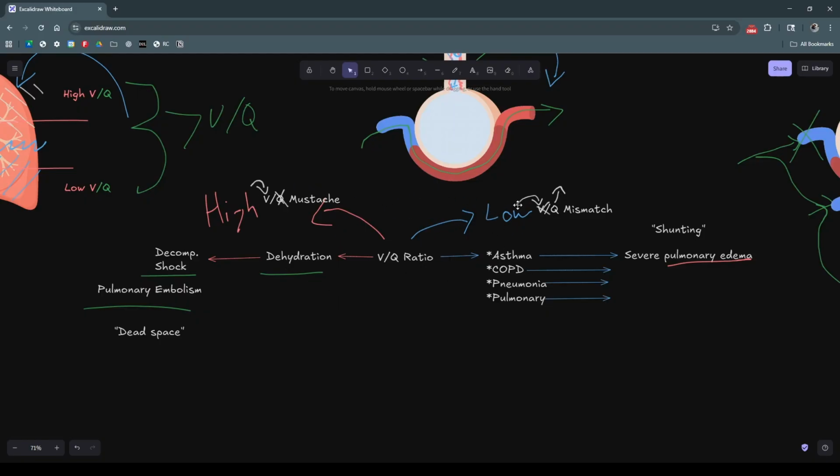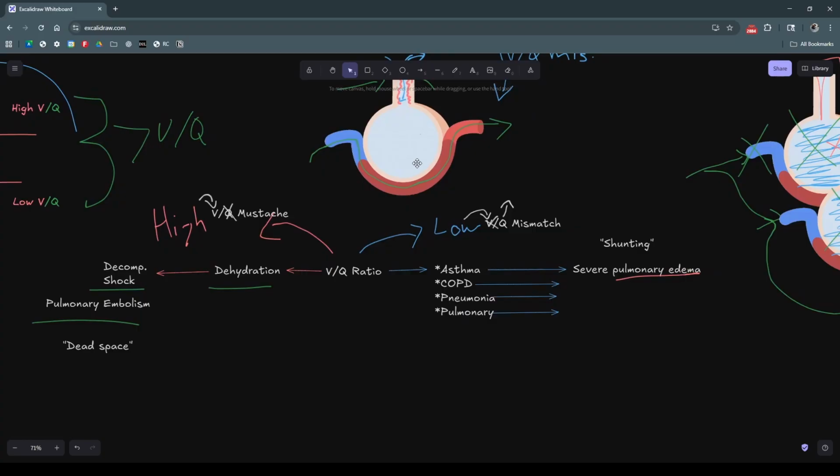In a low ventilation, perfusion mismatch, it means we're having trouble ventilating, and that might be conditions like asthma, COPD, pneumonia, and pulmonary edema, all causing issues with our ventilation process, getting all the way down into here. In an extreme sense, we would refer to this as shunting, because blood is starting to shunt away from these hypoxic, ineffective alveoli, right?